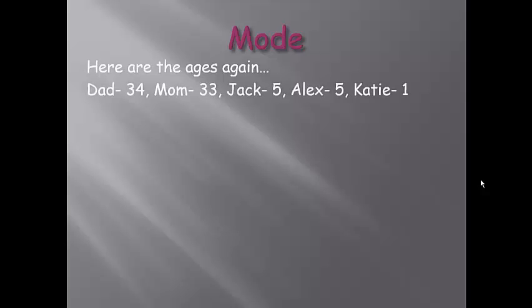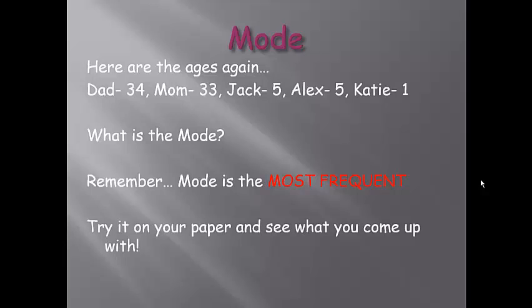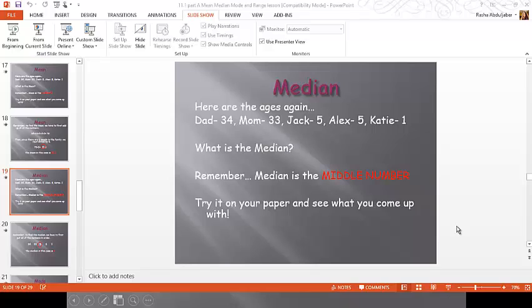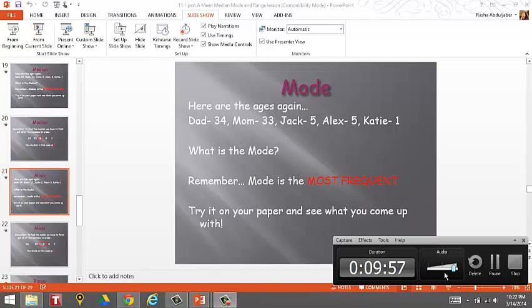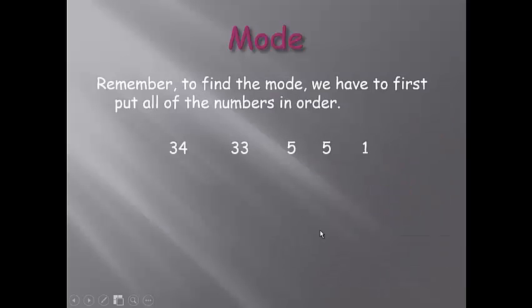Try the mode now. Try to find the mode from the list. Try it on your own paper and see what you come up with. Take a minute. Remember, to find the mode, we have to first put all of the numbers in order. So we put all these numbers in order. The mode in this case is the most repeated value, which is 5.